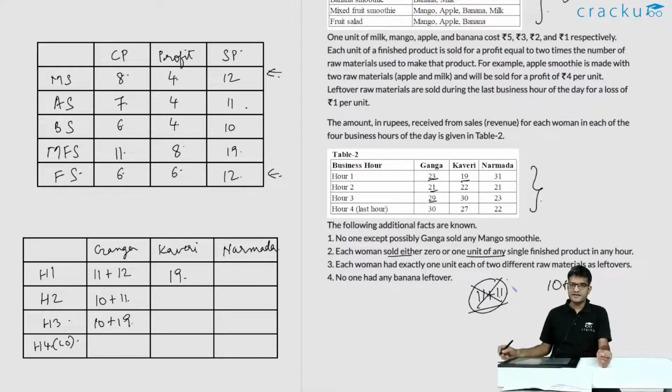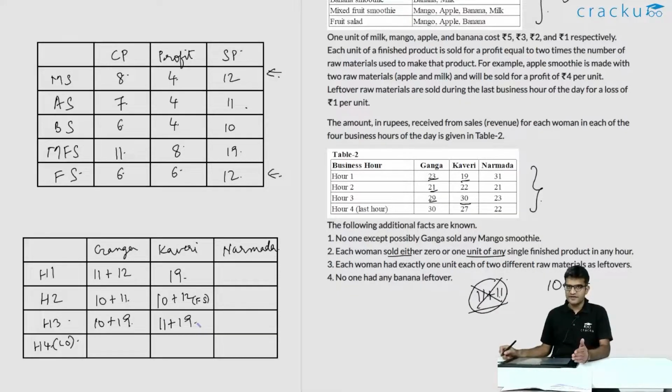So the only way we can express 22 as a sum of 2 numbers amongst the list is as 10 plus 12. Another thing to notice is that other than Ganga, nobody sold any mango smoothie. So this 12 by Kaveri is definitely referring to fruit salad. So let us put FS over here just to avoid any confusion. Next is 30. 30 can be expressed as a sum as only 11 plus 19.